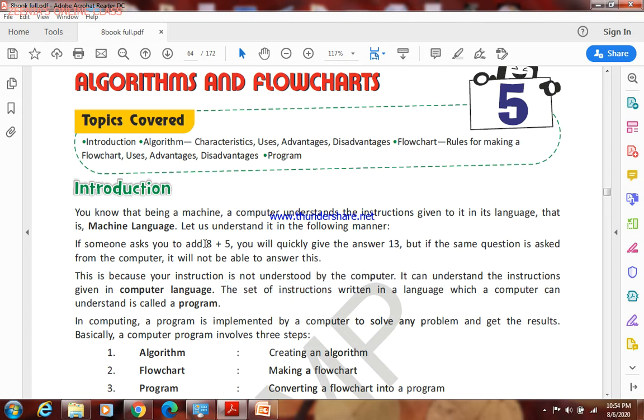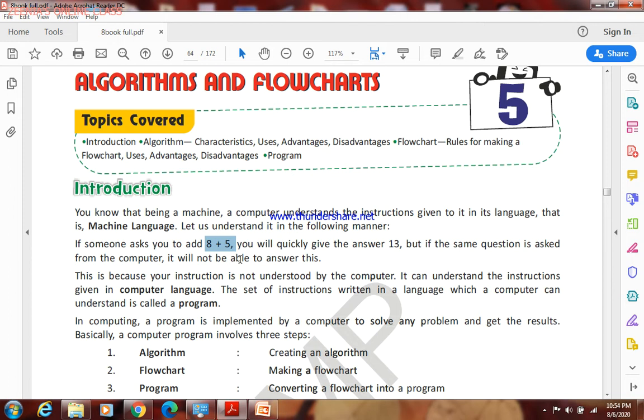So it is giving us that 8 plus 5. If somebody asks you to add these two values, you will quickly give the answer 13. But if the same question is asked of a computer, it will not be able to answer this quickly, because we, the users, the programmers, need to feed the instructions: what is the plus sign, what is the 8 value, what is the 5 value, then we need to put the equal to sign, then it will give us the answer. So these sets of instructions form a program or a software which we will be writing in computer language.